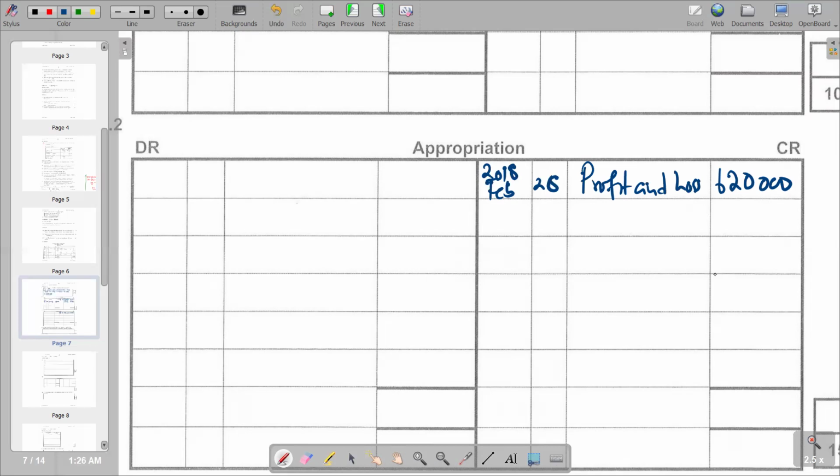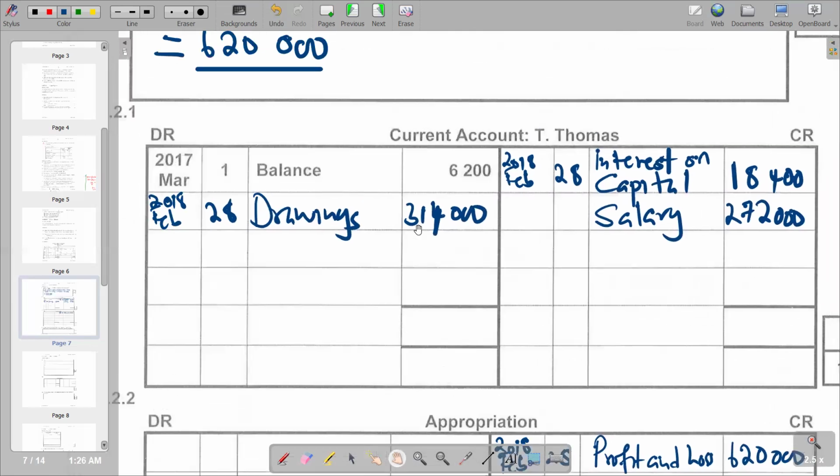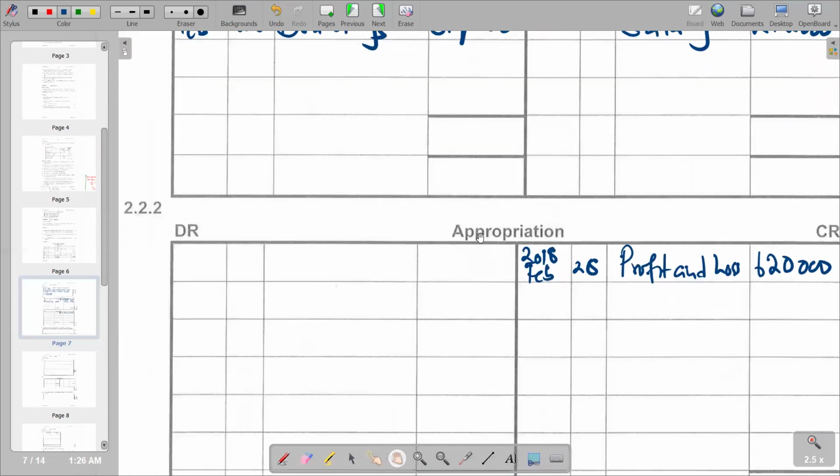So what we are going to do is that as we have already prepared the current account, you can now be able to see that what we see on the credit side of the current account, we're going to put them all on the debit side of the appropriation. Take note of that. So we have interest on capital, but interest on capital we only calculated for Thomas. So in the appropriation, you're now putting the total amounts for all the partners. So we can start with interest on capital.